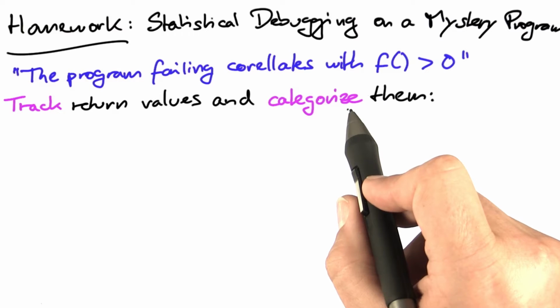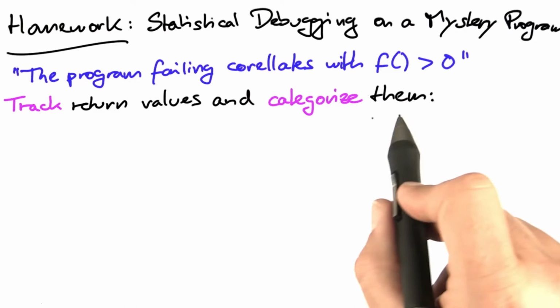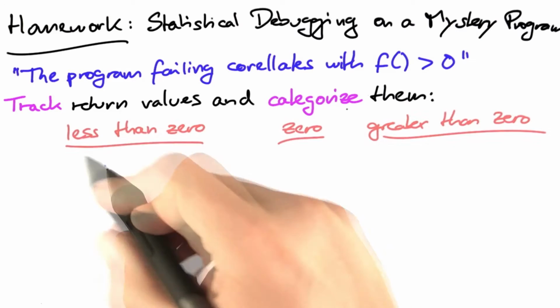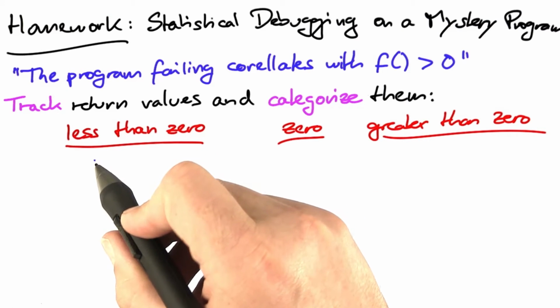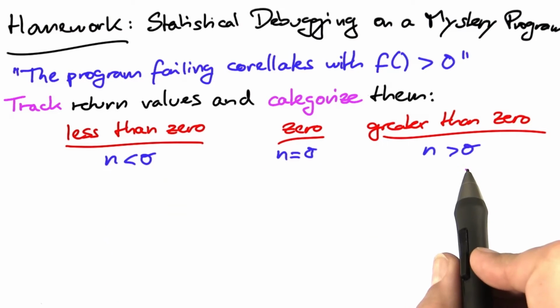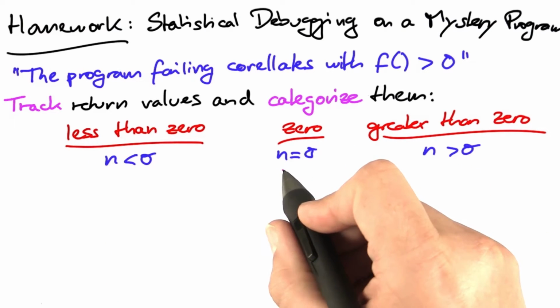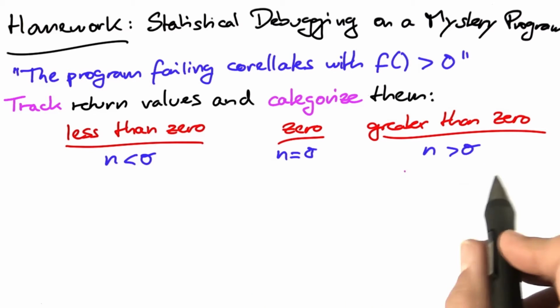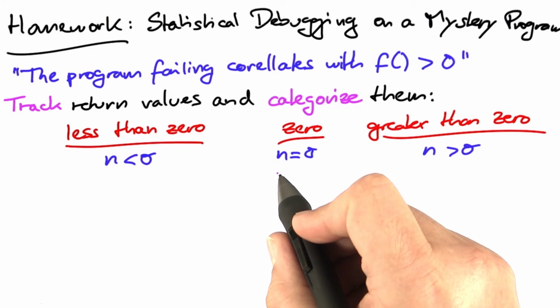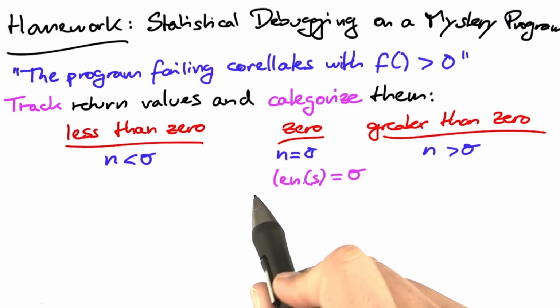Plus, you need to categorize the return values in multiple buckets. I want you to use precisely 3 categories, namely less than 0, 0, and greater than 0. For numerical values, this is straightforward. Depending on the sign, we put them into one of the 3 categories. But what about non-numerical values, say lists or strings or dictionaries or sets? For these, you compute the length.